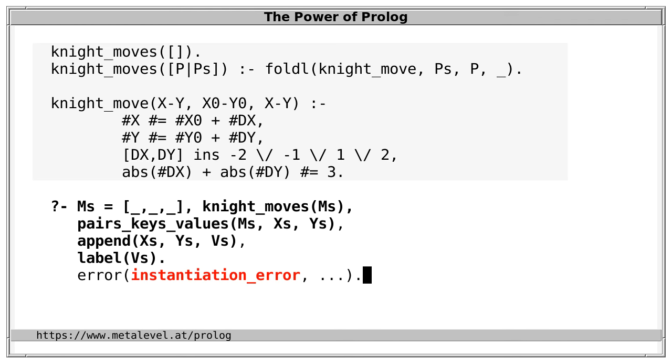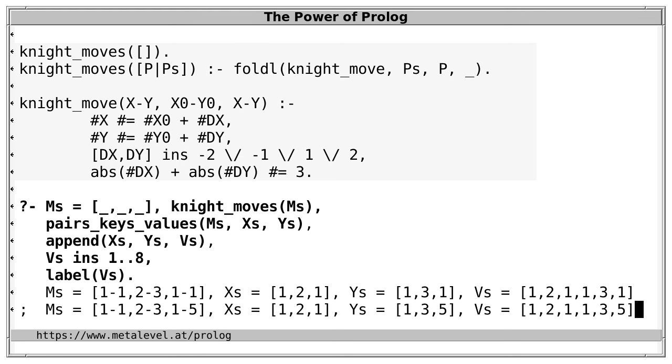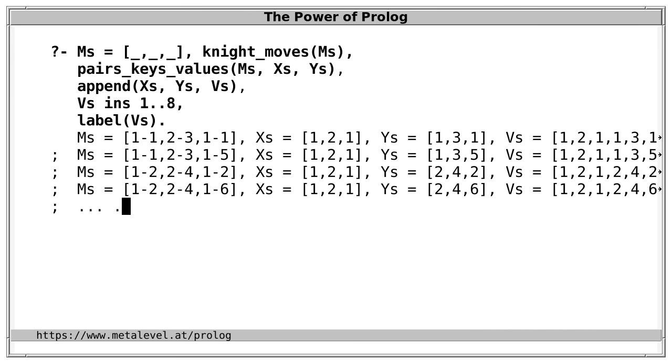But this yields an instantiation error because the list Vs is not sufficiently instantiated. That's because labeling only works on integer variables with finite domains. So what we do is we constrain Vs to integers between 1 and 8. That's all we need for a chessboard. And now we get a concrete solution. That is an answer substitution which makes all variables ground. And on backtracking we get more solutions.